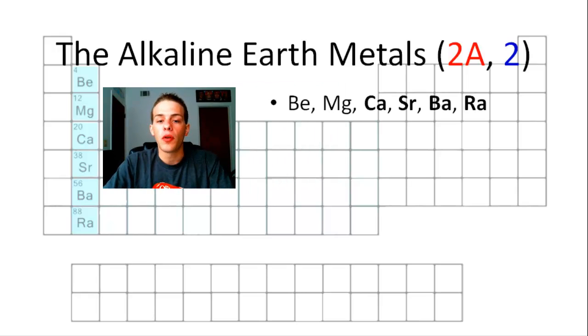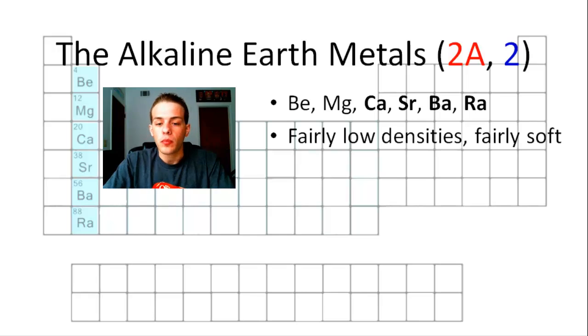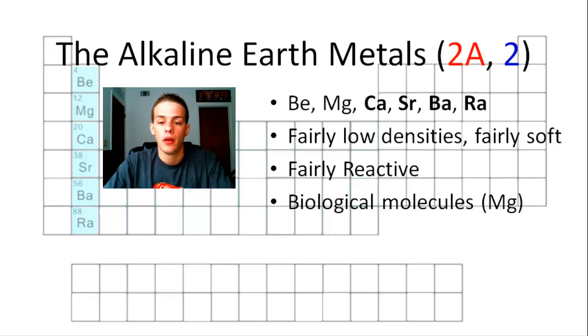The alkaline earth metals are beryllium, magnesium, calcium, strontium, barium, and radium. And the elements that are listed in bold, these are the true alkaline earth metals. Beryllium and magnesium aren't necessarily alkaline earth metals, although this term is often applied to the whole group. So I think for the purposes of general chemistry, you can consider all 6 of these elements to be alkaline earth metals. They have fairly low densities and they are fairly soft. They are also fairly reactive.